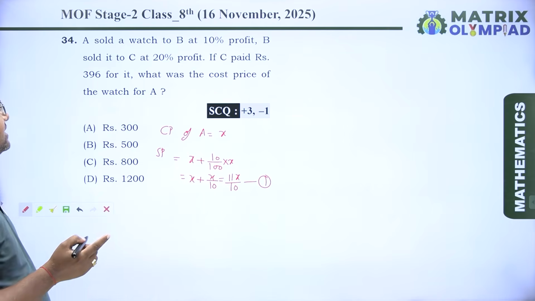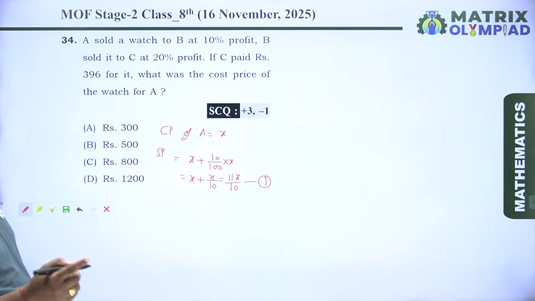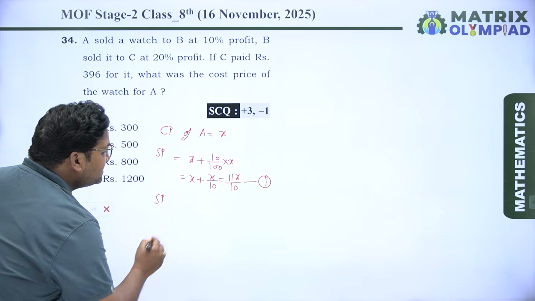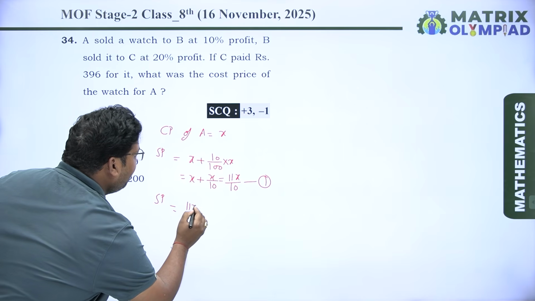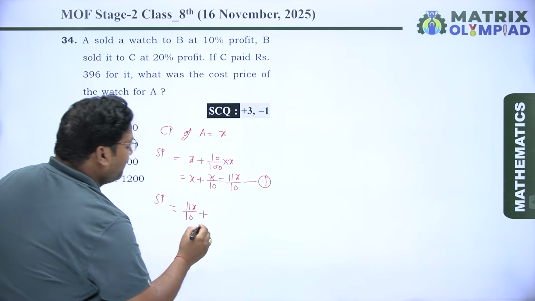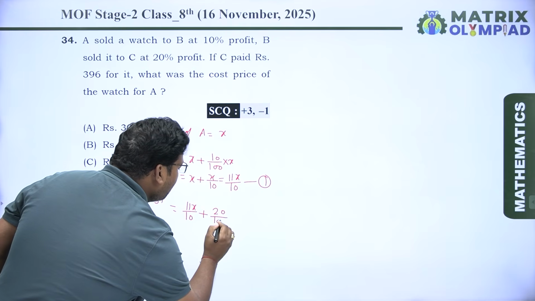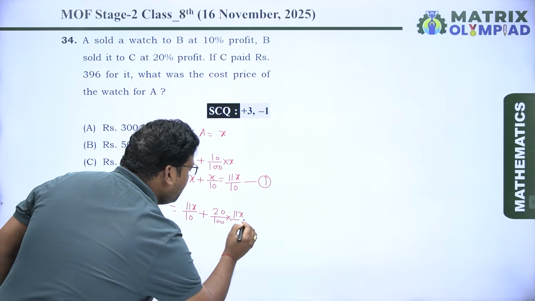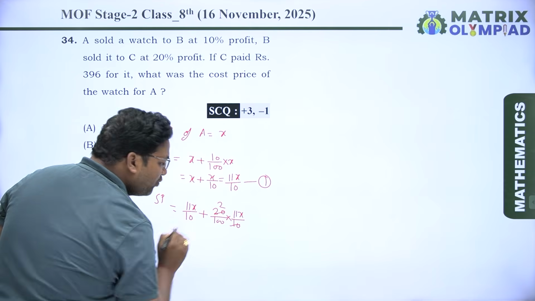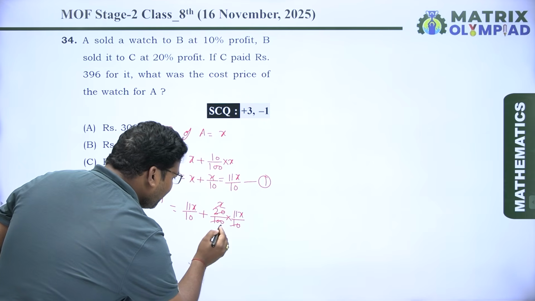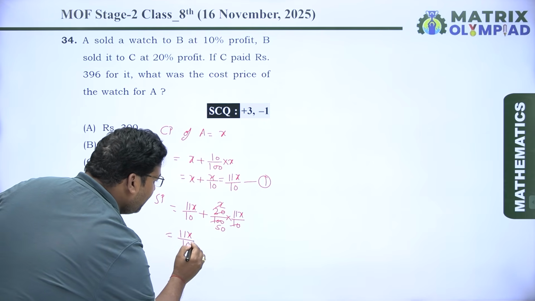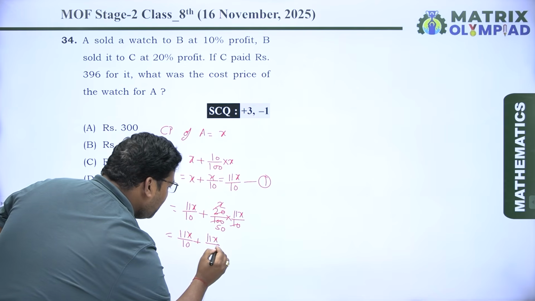Now the second statement is B sold it to C at 20% profit. So now the selling price for C is 11X upon 10 plus 20% profit. So it is 20 by 100 of 11X upon 10. Now we have to simplify this part. So 10 and 20 are cancelled out by 2 times. 2 and 100 are cancelled out by 50 times. So this equation is 11X upon 10 plus 11X upon 50.